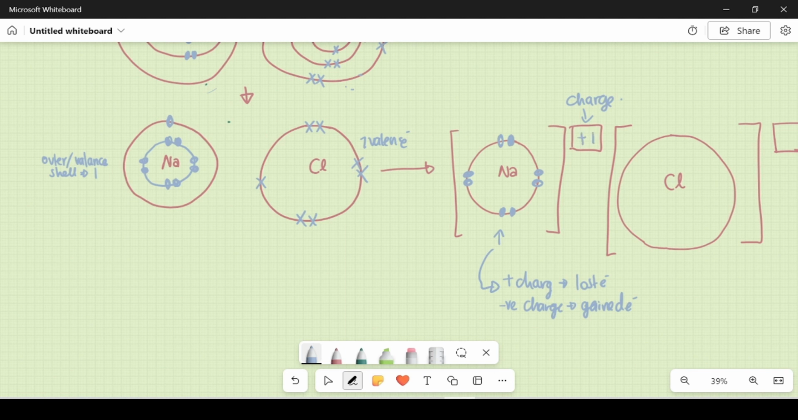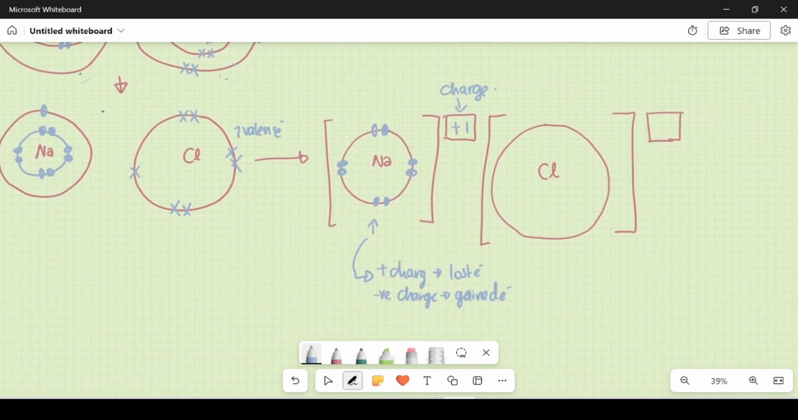And in chemistry, just like in mathematics, if you just have 1, you don't have to write it because it's a known fact. So you can just write it as a plus, and that means a +1. And chlorine here also has gained just 1 electron from sodium. So we already have our 7 electrons of chlorine, and it's gained 1 from sodium, and it's going to be negatively charged. To remind you, these brackets are needed in ionic bonding.